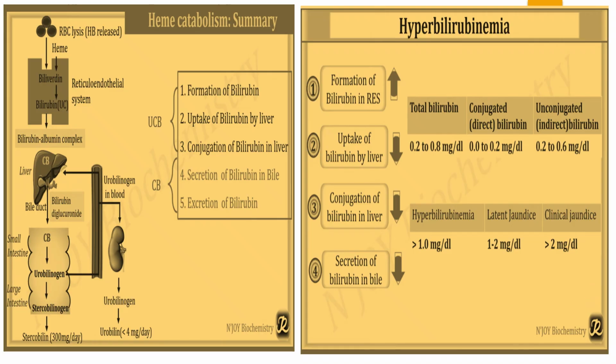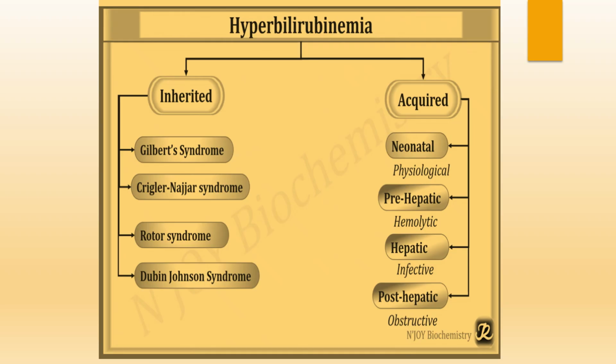So, these are a few inherited and acquired types of hyperbilirubinemia. We will discuss all of these very briefly. First is the inherited type and second is the acquired type. The inherited types can be Gilbert syndrome, Crigler-Najjar syndrome, Rotor syndrome, and Dubin-Johnson syndrome.